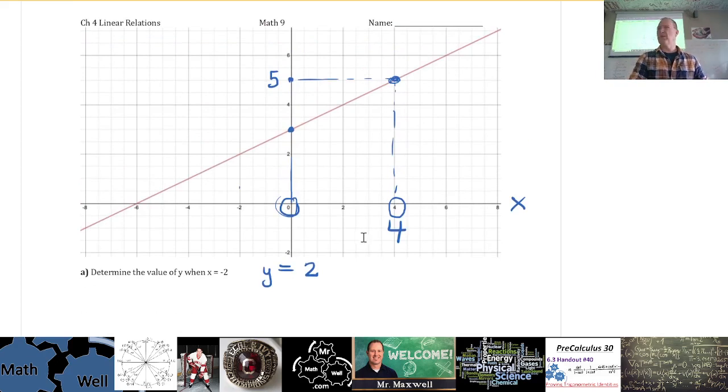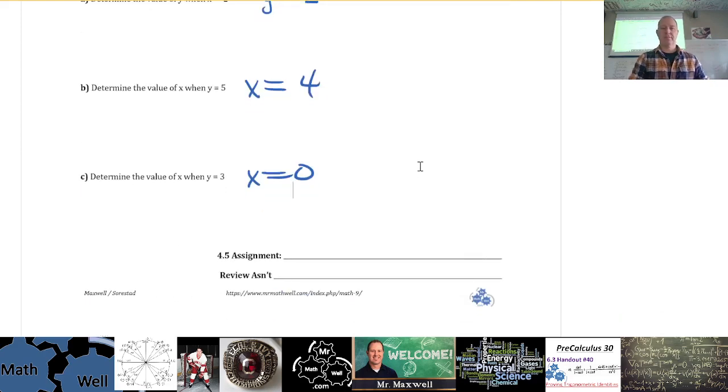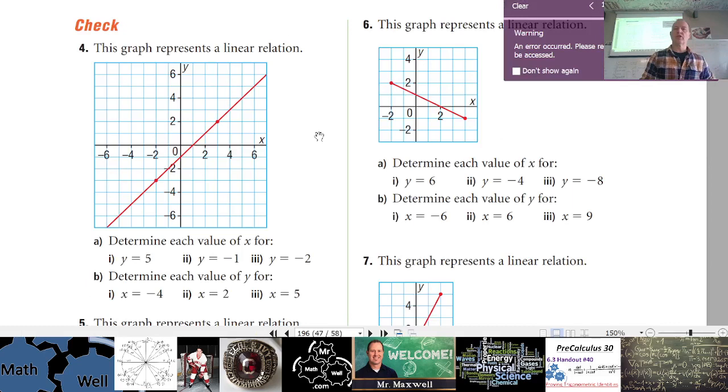Okay, so that's pretty easy, right? That's pretty easy. Any questions about using any information from the graph? No? Okay. So I'll just do number 4 real quick with you here.